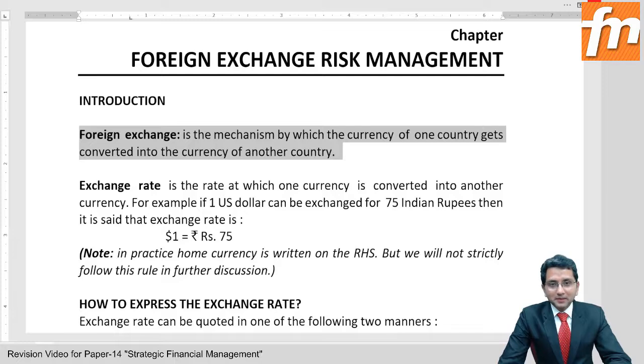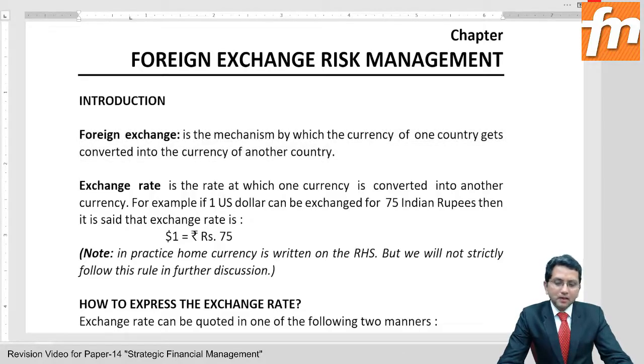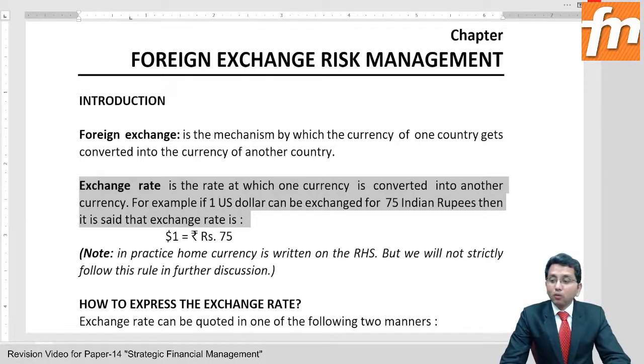It's a mechanism. It's a whole system which is operated by central banks like the Reserve Bank of India, foreign exchange dealers, money changers, importers, exporters, borrowers, lenders. This whole group of people is a mechanism. So foreign exchange is the mechanism by which one currency can be converted into another currency. Okay, so I want to convert one currency into another currency. At what rate? I don't say what is the price of the dollar. I say what is the exchange rate of the dollar.